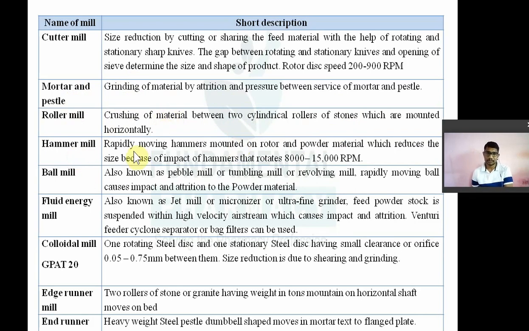What is the description of hammer mill? Rapidly moving hammers mounted on a shaft reduce the size of powder material by impact. These hammers will rotate at 8,000 to 15,000 rpm. That is the hammer mill.